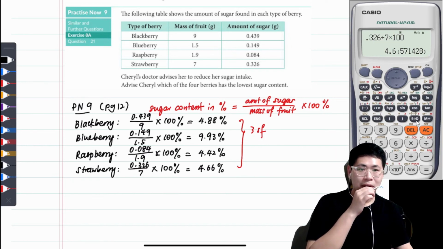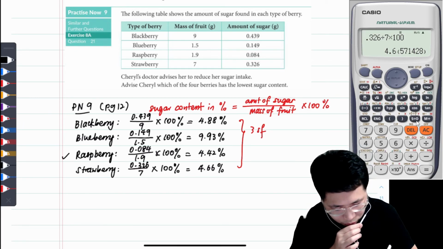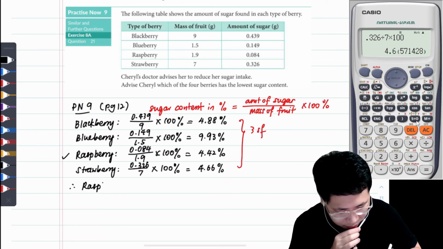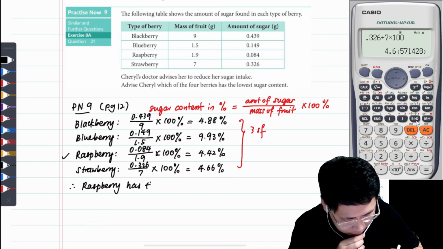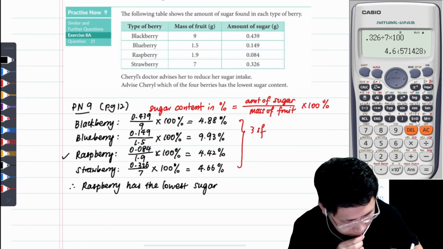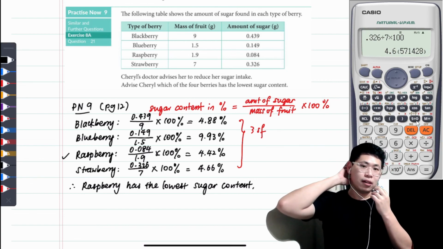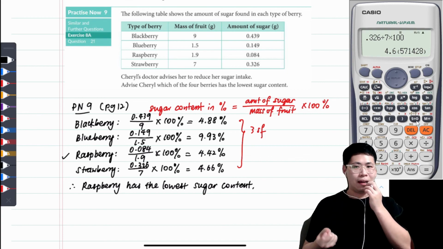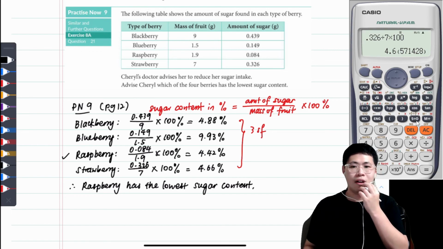So which of these berries has the lowest sugar content? Raspberry. 4.42 is the lowest. So therefore, raspberry has the lowest sugar content. Right, so this is the end of 8.1, which is one long list of our knowledge from primary school, plus a little bit of calculation to help with the reasoning portion of this exercise.